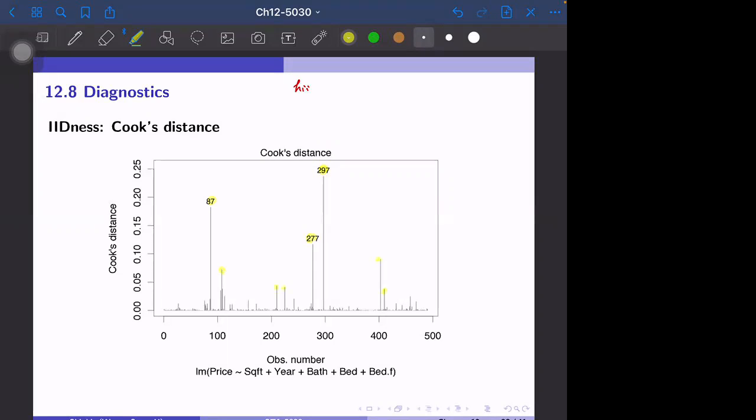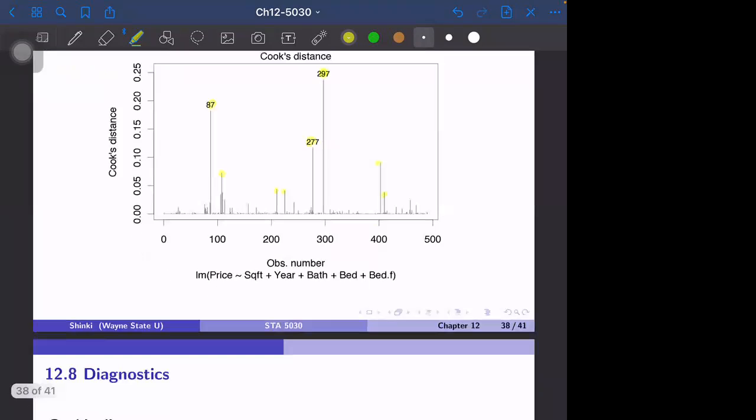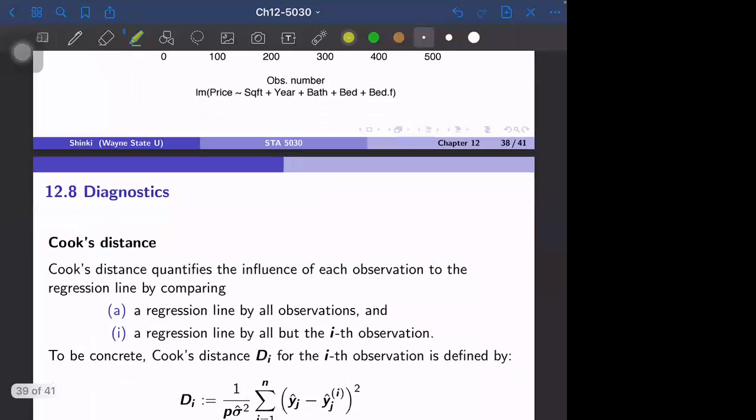And if we pick maybe the largest 10, probably it's pretty large. It has a pretty large share in the total Cook's distance. So that is not good, because even though we have 500 observations, a few observations determine the estimation results.